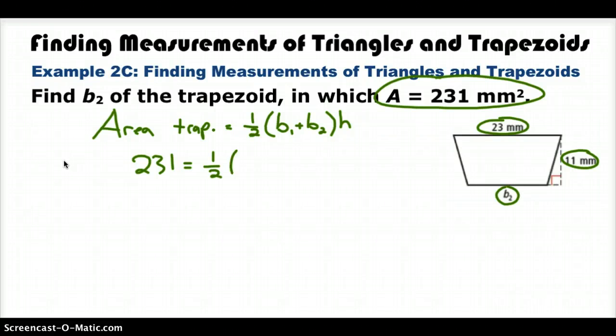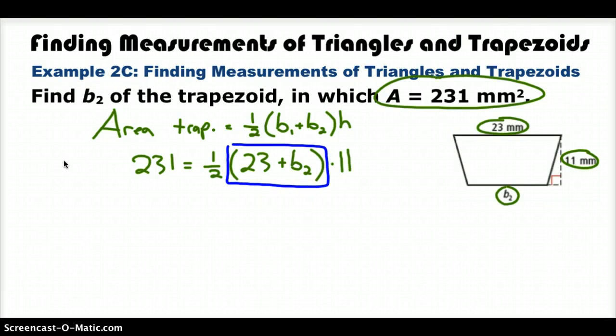1/2 is part of the formula, so we fill that in. Our base 1 is 23, plus our base 2, which we're trying to figure out, and then that's multiplied by 11. Now here's a tricky part. This part that I'm putting a box around, we have to get that part alone first before we do anything else. So in this next step I'm going to say 231 is equal to 11 times 1/2, which is just 11 halves, times 23 plus the base 2.